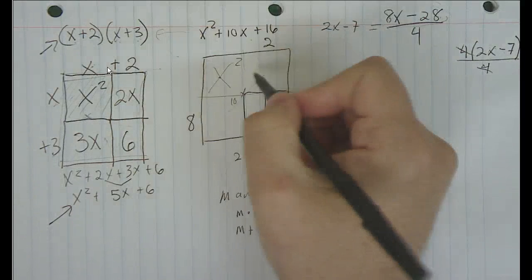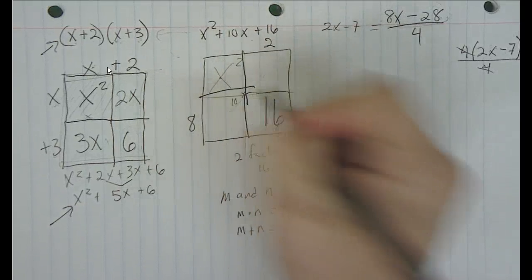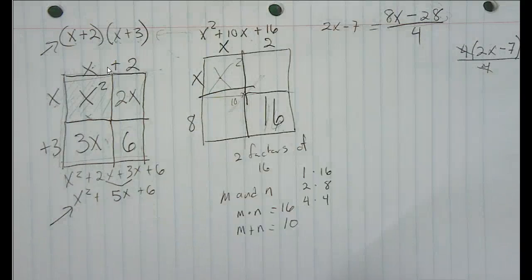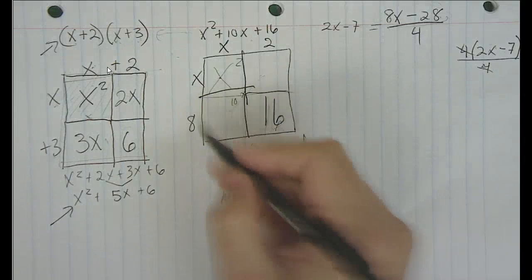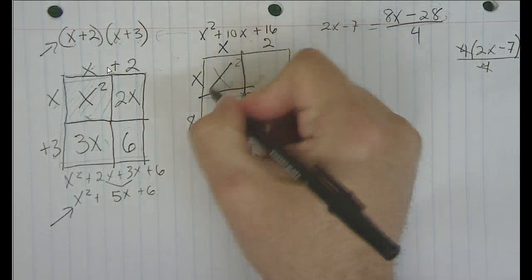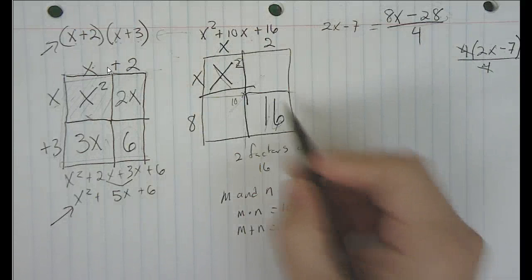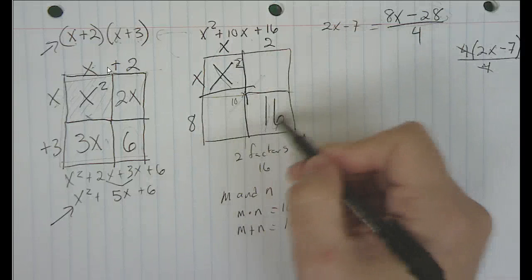I need x squared in the top box. Well, the easiest way for me to get there is just put x and x. So now am I going to get the rest of my expression here? I've got x squared and 16. When I multiply this area, it's x squared. When I multiply this area, I get 8 times 2 is 16.